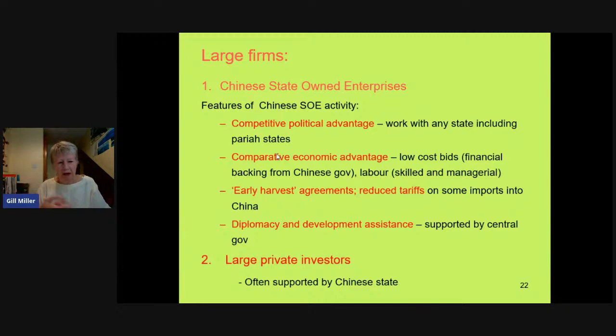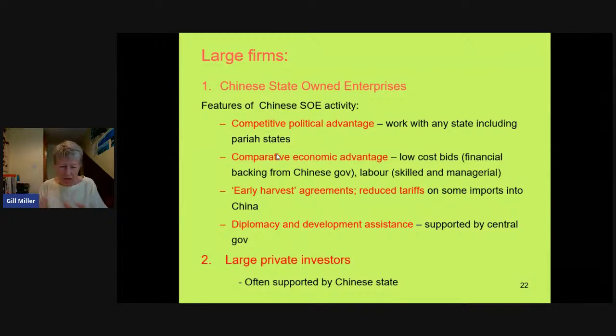But just a word about the large firms and the way they think, because the features of the state-owned enterprises are that they do have a political advantage. They have the backup of the state. They're owned by the state. So effectively, they can undercut any bids which other companies around the world are making for particular work. They can actually provide their own skilled managerial labour and not the Kenyan labour. So they have an advantage.